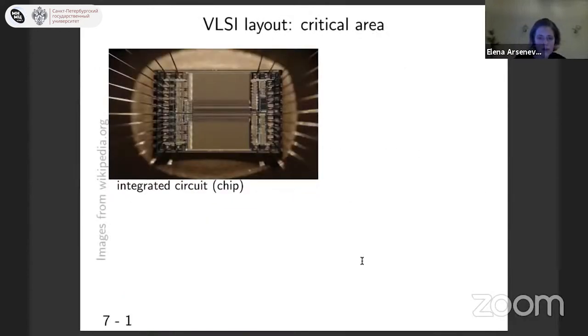All right, so let me give you my understanding of what VLSI design is. It's an acronym for very large scale integration design. These are just the manufacturing of chips which are inside all our electronics, right? Inside computers, inside cell phones, etc.